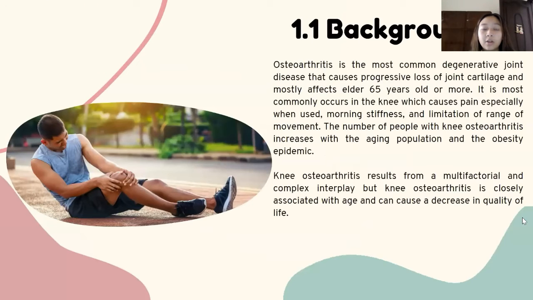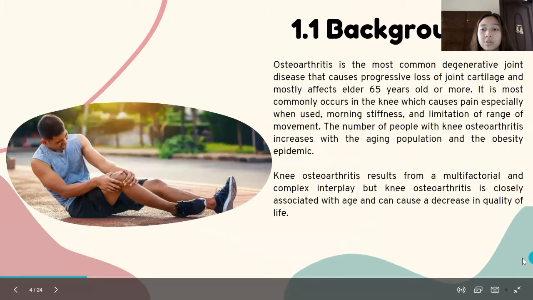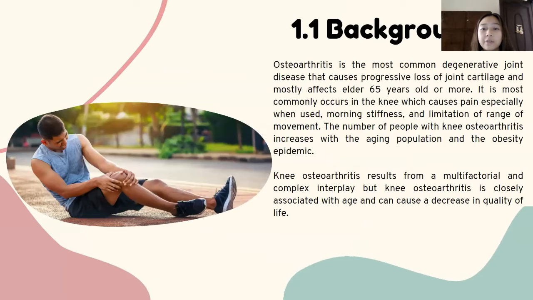So this is the big background of our student project. Osteoarthritis is the most common degenerative joint disease that causes progressive loss of joint cartilage and mostly affects elders 65 years old or more. It most commonly occurs in the knee, which causes pain, especially when used, morning stiffness, and limitation of range of movement. The number of people with knee osteoarthritis increases with the aging population and the obesity epidemic. Knee osteoarthritis results from a multifactorial and complex interplay, but it is closely associated with age and can cause a decrease in quality of life.